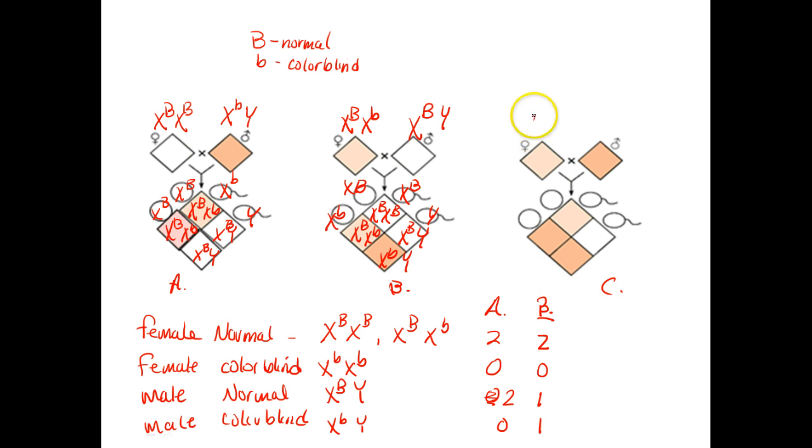Okay, let's say the mother is a carrier and the male is colorblind. Then in this case, you'll have a daughter again that is heterozygous, a normal male, and you'll have a colorblind female because she gets one from the father, one from the mother, and a colorblind male. So in this case, you'll have 1 normal female, 1 colorblind female, 1 normal male, and 1 colorblind male. So you'll have a 1 to 1 to 1 to 1 ratio.